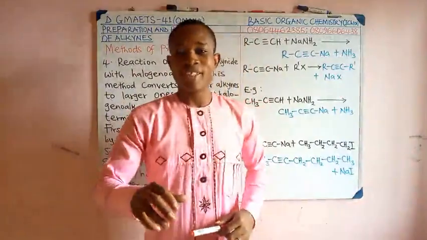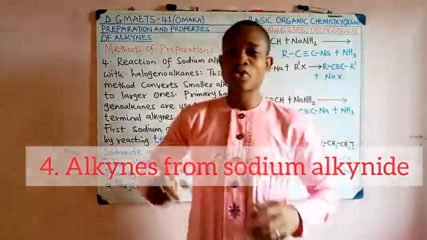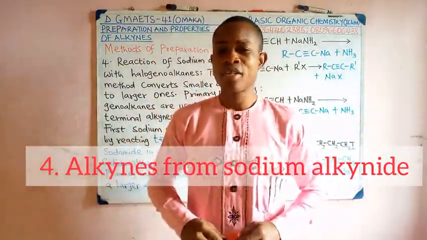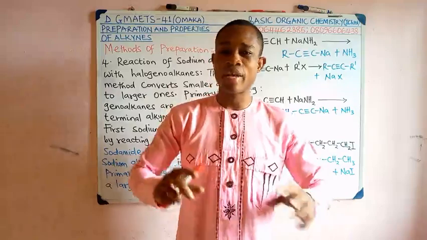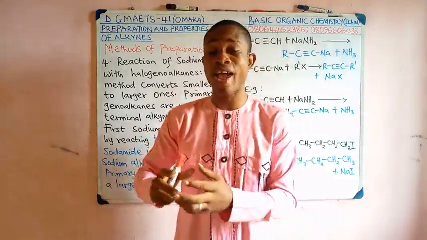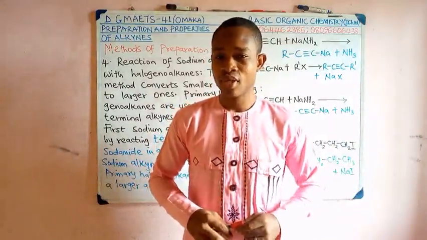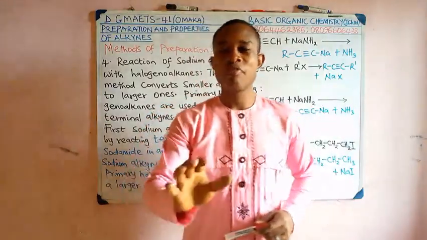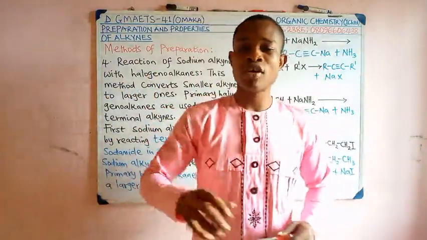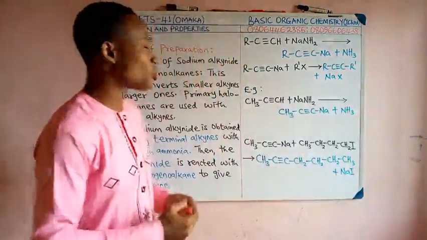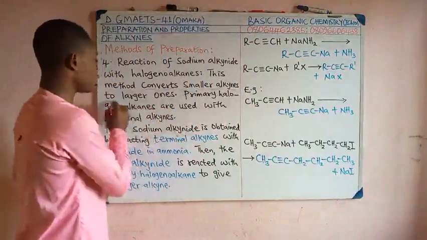We're now going to look at the fourth method of preparing alkynes, this time from sodium alkylate. Alright, the reaction that leads to the formation of alkynes here is simply the reaction between sodium alkylate and primary halogenoalkanes. What's the importance of this method of preparing alkynes? It is used to convert smaller alkynes to larger ones. Is that okay? So take note of that. It's used to convert smaller alkynes to larger ones.